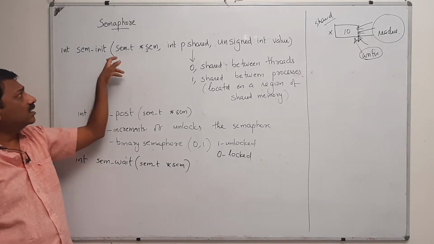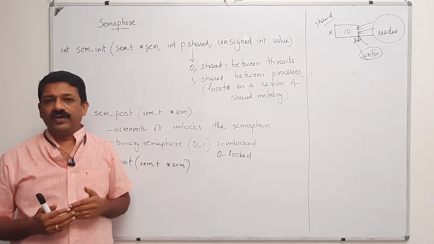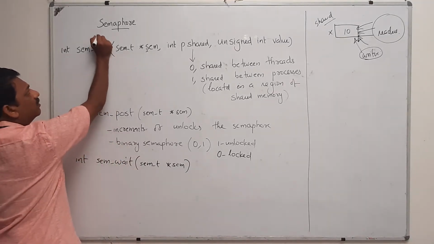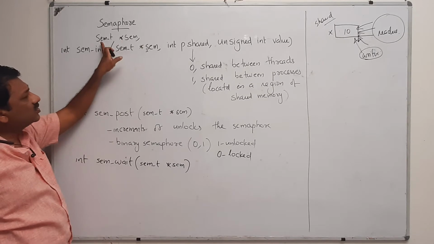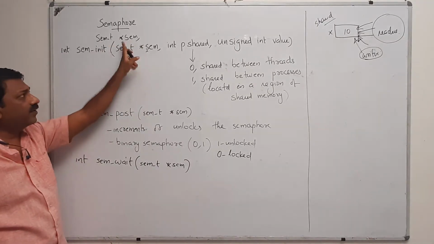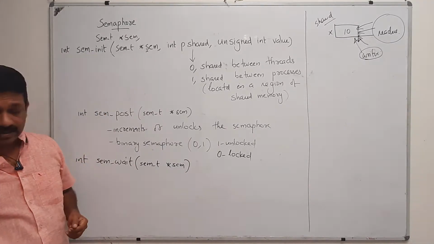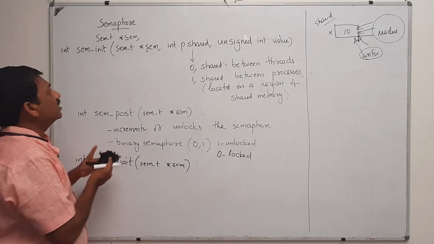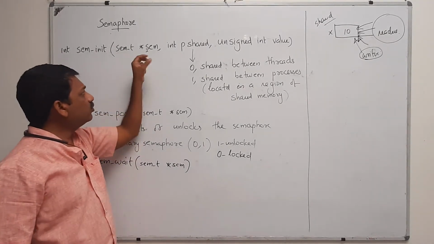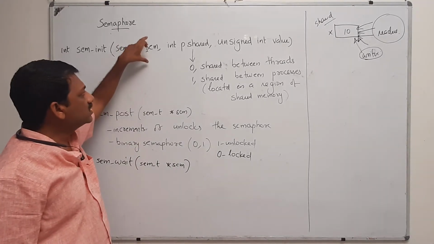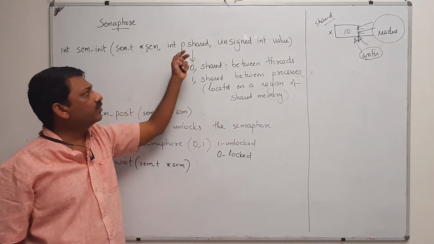So initially we are going to have sem_t star sem. That means you have defined this type of variable, and if you want to initialize that semaphore variable, you can make use of the sem_init function. In the sem_init function you have to pass the name of the semaphore variable, and then this integer value you have to pass.